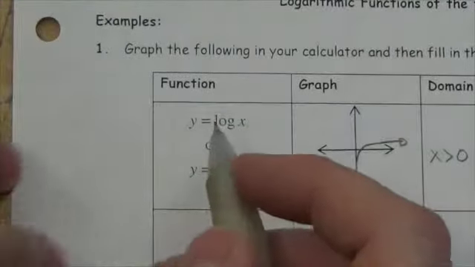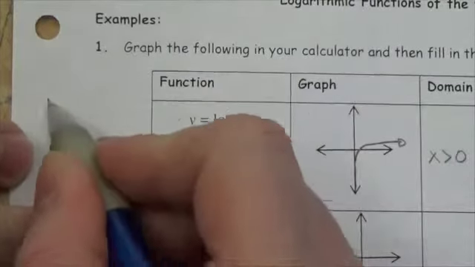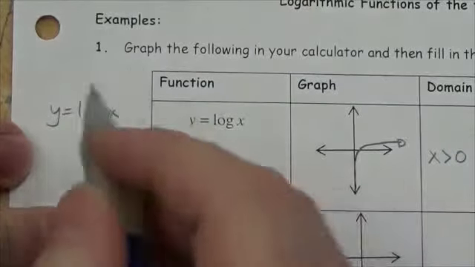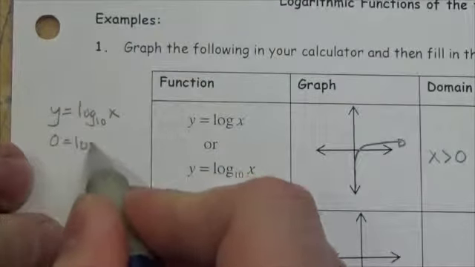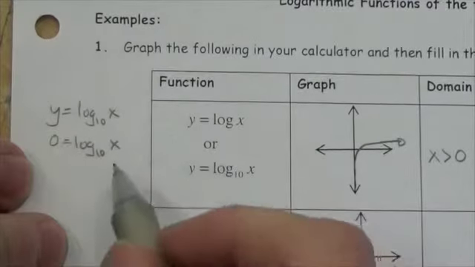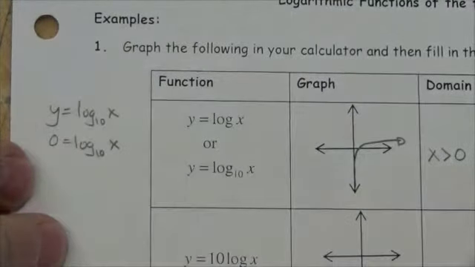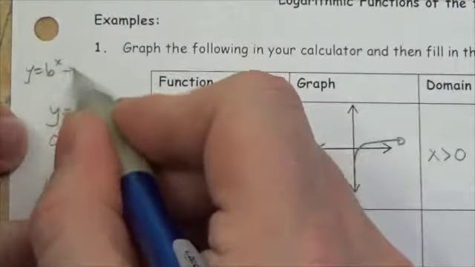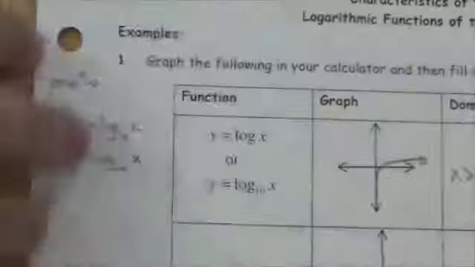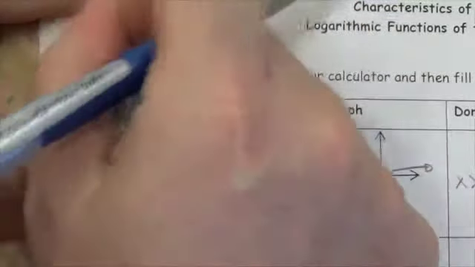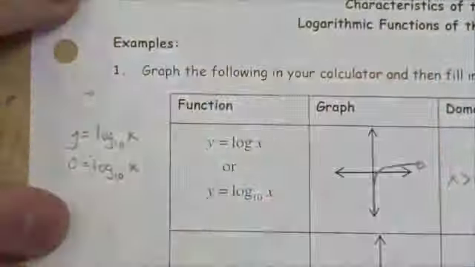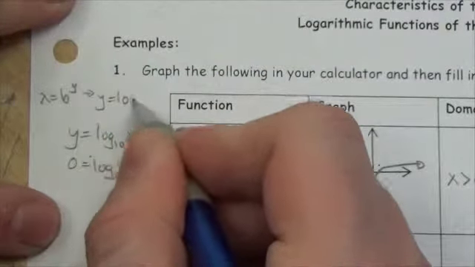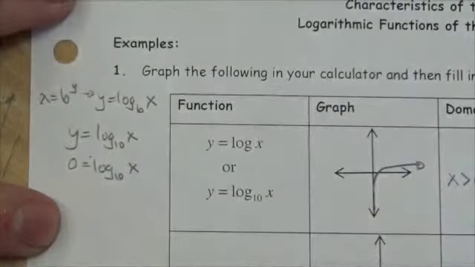Now let's just talk about that really quickly here. So I've got y equals the log base 10 of x here. Now for the x-intercept, I make y equal to 0. So 0 is equal to log base 10 of x. Now remember what we had seen previously. In fact, I'll write it up here. We had x equals b to the y. This was the same as y equals the log base b of x.